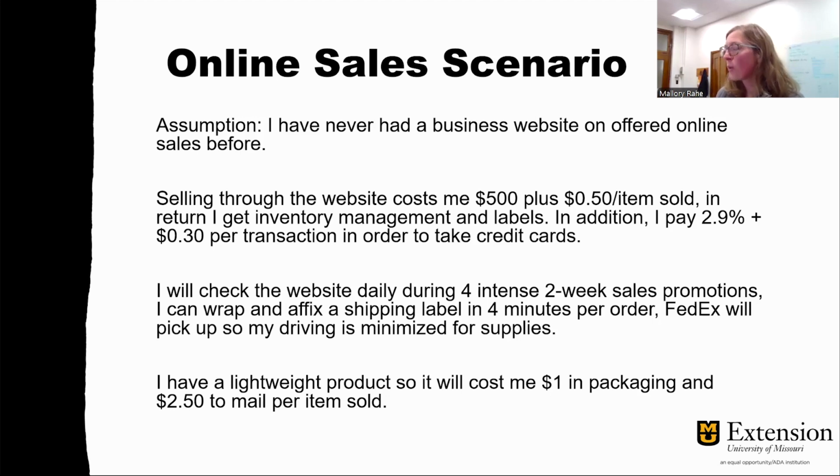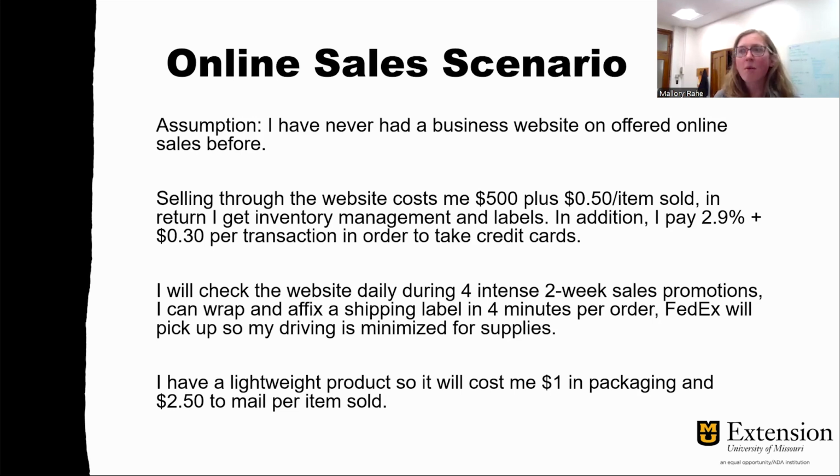So how am I going to, what's my plan for this? I set out this idea that after I get all my elderberries harvested in late September, I've got some time to start dehydrating them and packaging them. I'm really ready to kind of roll this out before the holiday season. And so I'm going to try 4 intense 2-week promotions. That's a time when I'm not busy in the field, so I've got more available labor to do this.